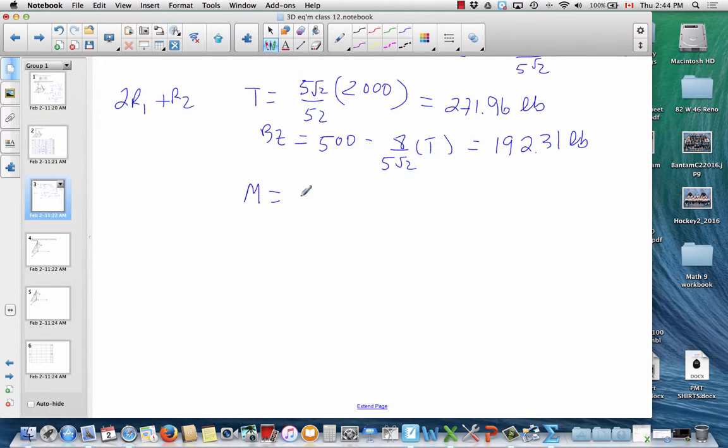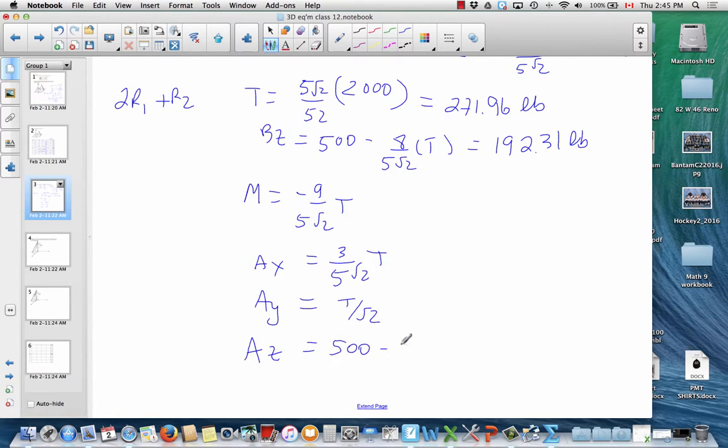It then remains to back substitute for all of the other values. You can show from the last equation that the moment is minus 9 over 5 root 2 tension. You can solve for AX using the X force equation, AY, and AZ in similar manner. AZ is the one that requires the other unknowns, so it's the last one that you can do.